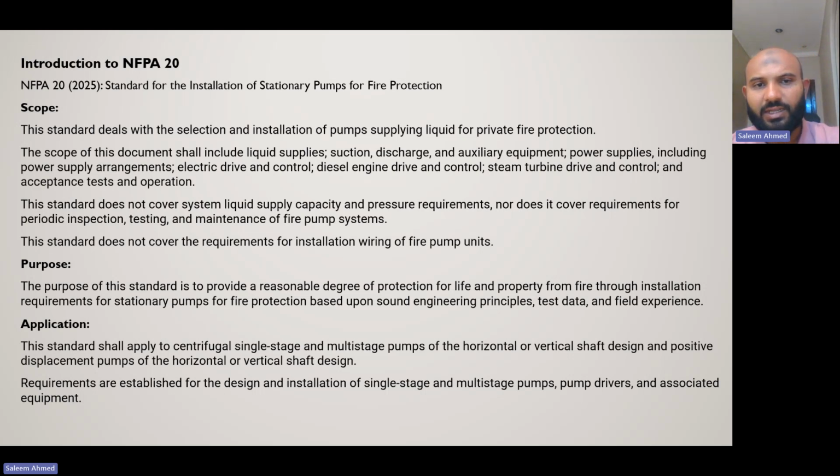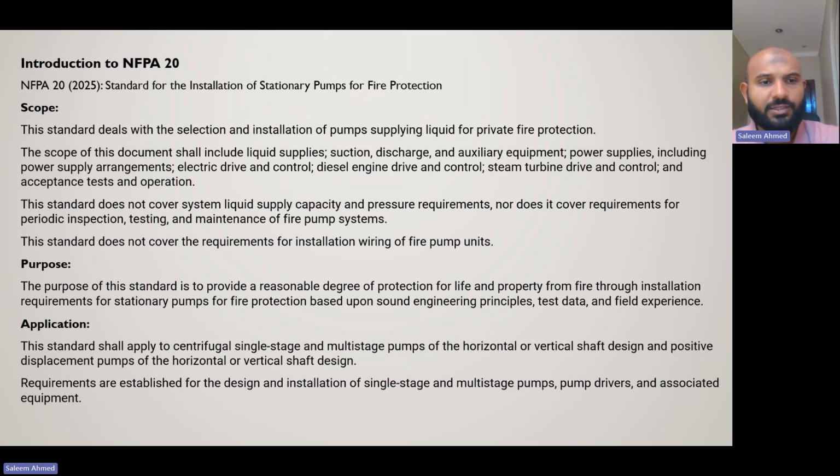Also, the standard does not cover any periodic inspection, testing, and maintenance. We will have to refer to NFPA 20 ITM for water-based fire protection systems to know the periodic inspection and testing related to the fire pump. Also, the standard does not cover any installation requirement for wiring of fire pump units. We will have to refer to NEC 70 Article 695 for the installation of wiring of fire pump units.